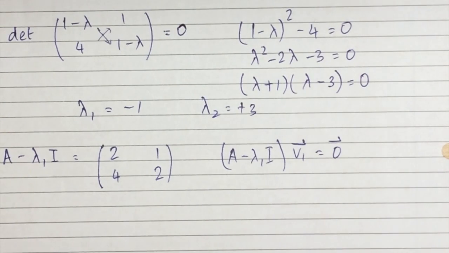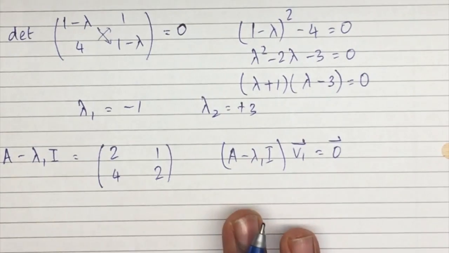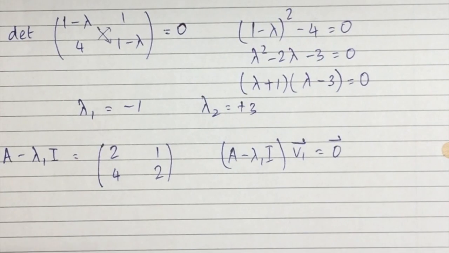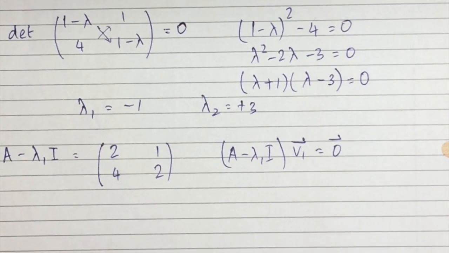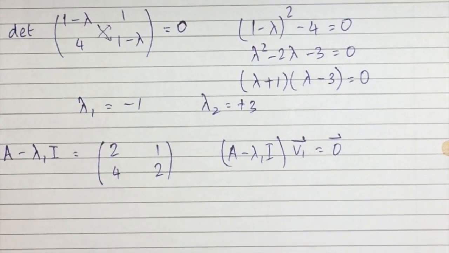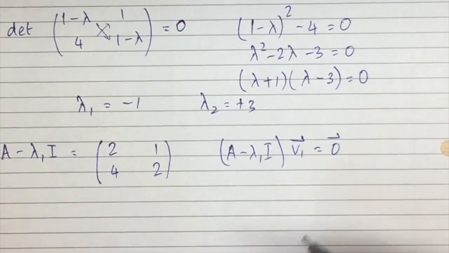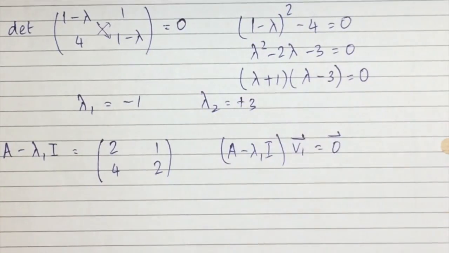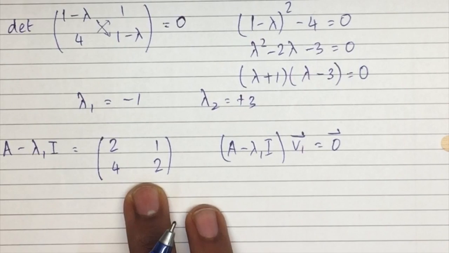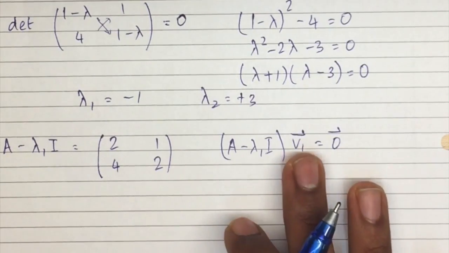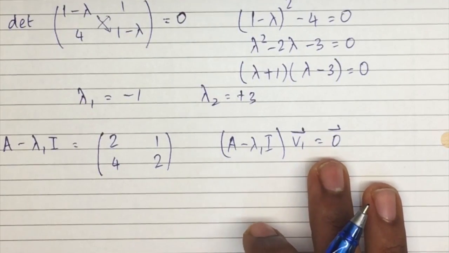So in the previous video, we left our example question over here. So I'm just going to continue this and we are going to find the solution for it. So once we have this, we know that [2 1; 4 2] multiplied by an eigenvector v1 has to give us the 0 vector.